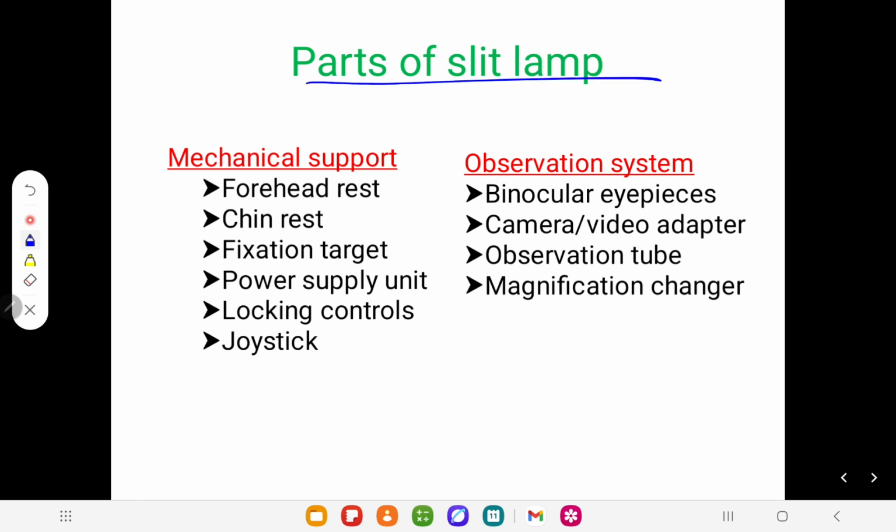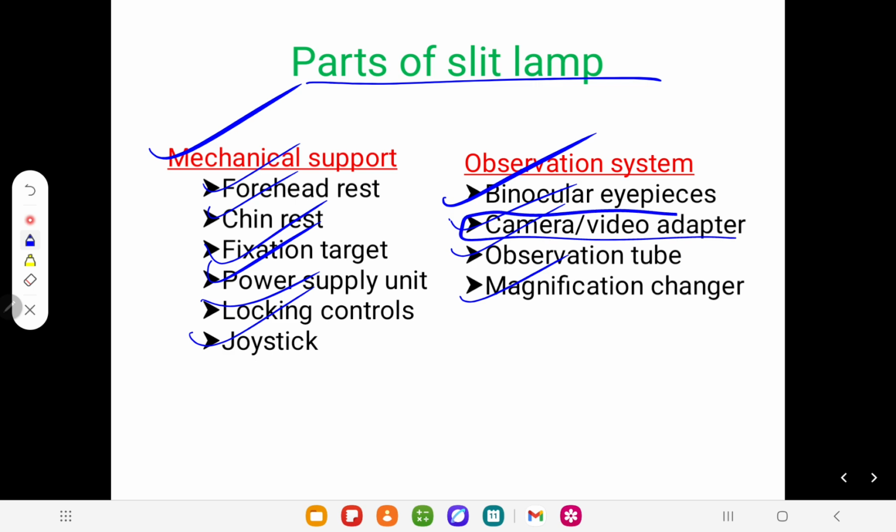So, parts of the slit lamp. Let me talk about the mechanical part first. It's just the forehead rest, chin rest, fixation target, power supply unit, lock control, and joystick. I think you will see it in your posting. Then the observation system, which is basically the microscope, eyepiece, observation tube, magnification changer, and camera or video adapter.